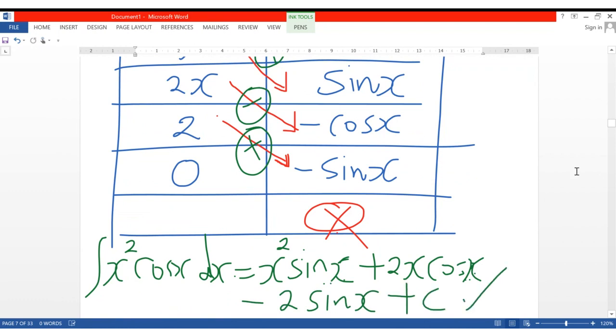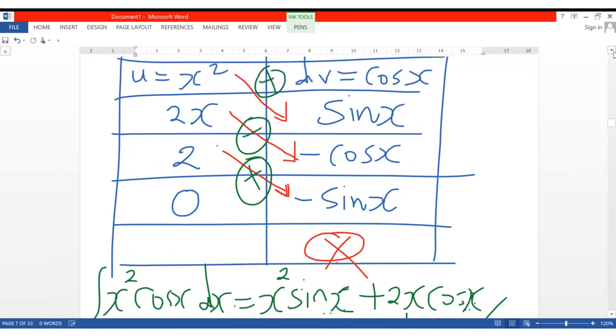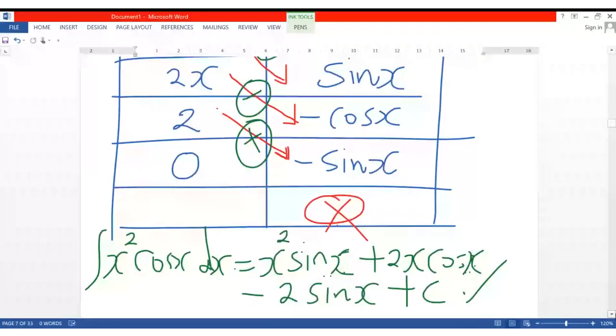So basically, when you're multiplying, remember you multiply with the sign. If you forget the sign, then your answer will have a problem of sign. So you multiply x squared times positive times sin x. You multiply 2x times negative cos x. You multiply 2 times positive times negative sin x. And this is the final answer that we are getting: x squared sin x plus 2x cos x minus 2 sin x.